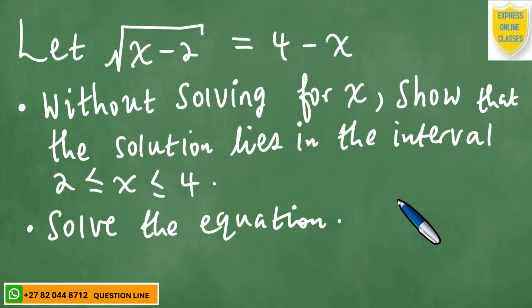In this lesson, we shall solve this mathematics question in front of us. Let the square root of x minus 2 be equal to 4 minus x. Without solving for x, show that the solution lies in the interval 2 less than or equal to x less than or equal to 4, or x lies between 2 and 4, all inclusive.